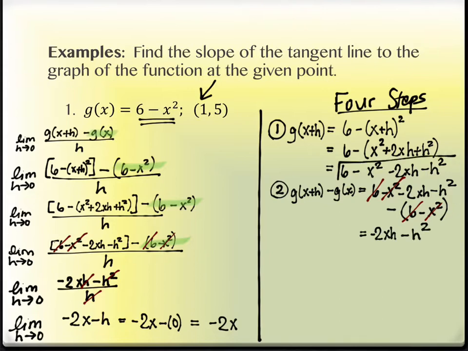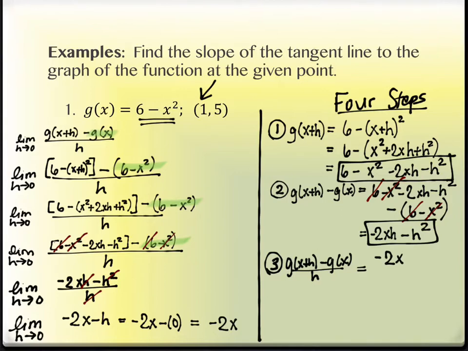So this is the end of step 1. This is the end of step 2. And now we're on to step 3. Step 3 takes the g of x plus h minus the g of x, and it divides it by h. So we take the result of the previous step, negative 2xh minus h squared, and we divide by h. We're just doing a piece of the process at a time.